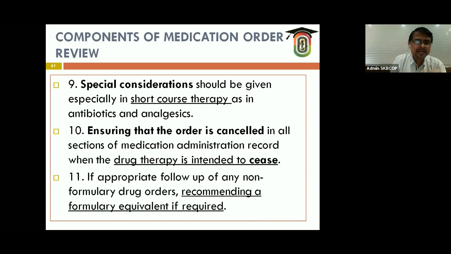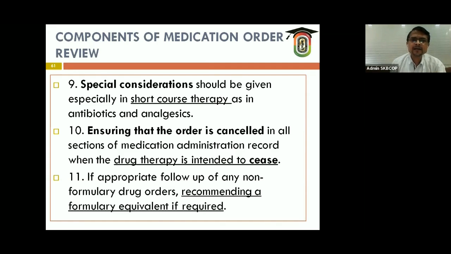Then 11th is if appropriate, follow-up of any non-formulary drug orders, recommending a formulary equivalent is required. This means to say that कि हर हॉस्पिटल में हमने देखा है कि हॉस्पिटल फॉर्मुलरी होती है, ड्रग फॉर्मुलरी होती है.